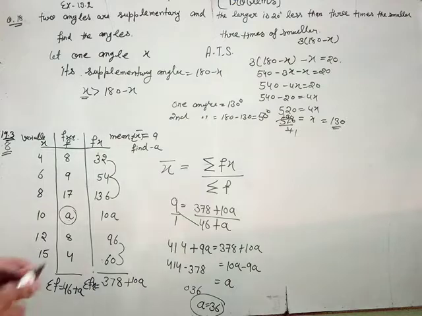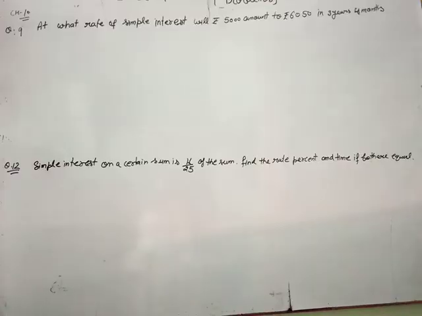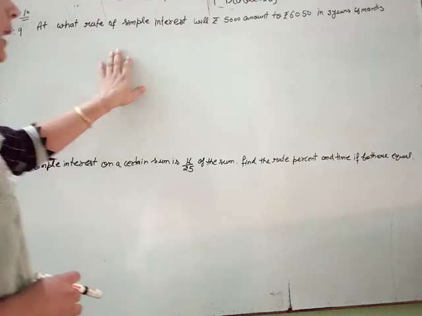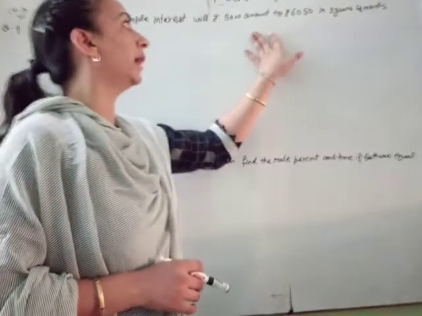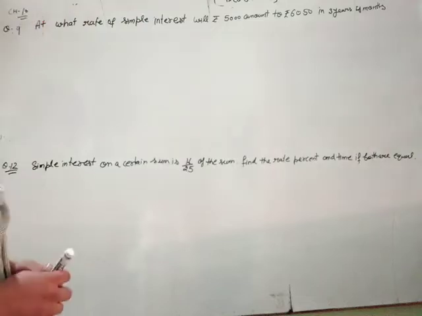Okay, then I will take the next question from chapter number 10, simple interest. Student, question number 9: at what rate of simple interest will rupees 5,000 amount to 6,050 rupees in 3 years and 4 months?